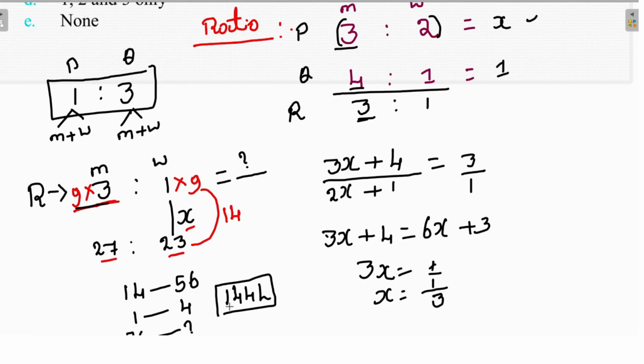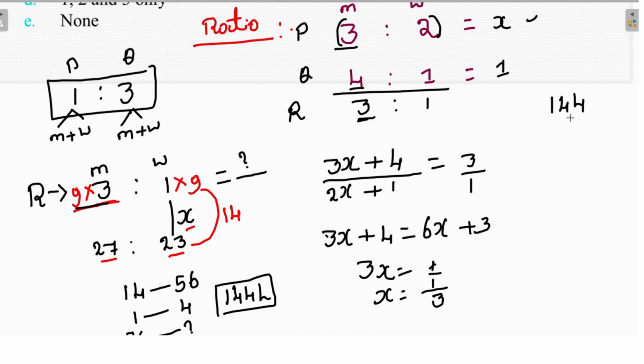This 144 liter, where will it come from? Some liter from vessel P, some liter from vessel Q you will take. In which ratio are you taking? 1:3 ratio I am taking. So 144 liter is the total mixture in vessel R. Where will it come from? It will come from some milk and water from vessel P, and some milk and water from vessel Q.